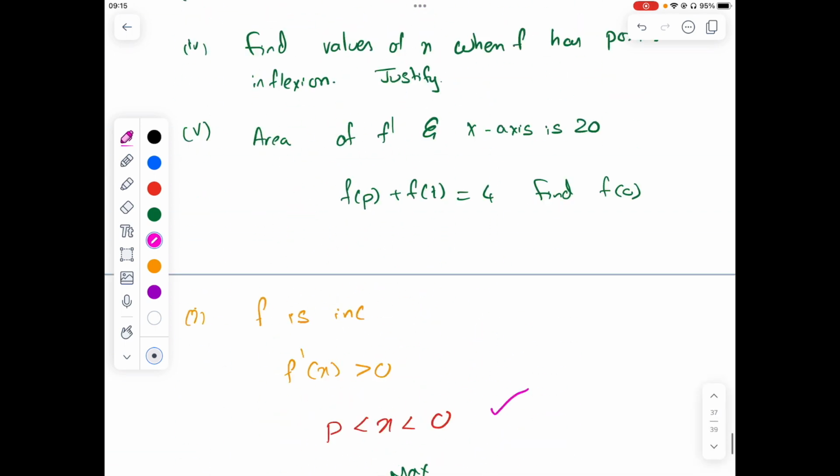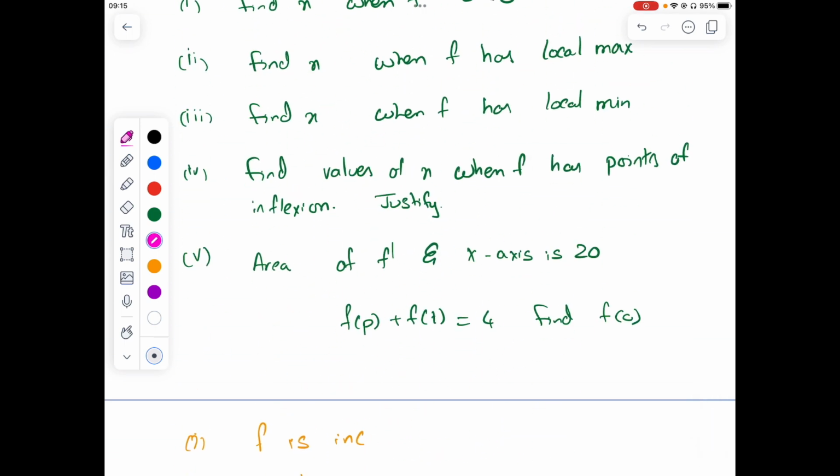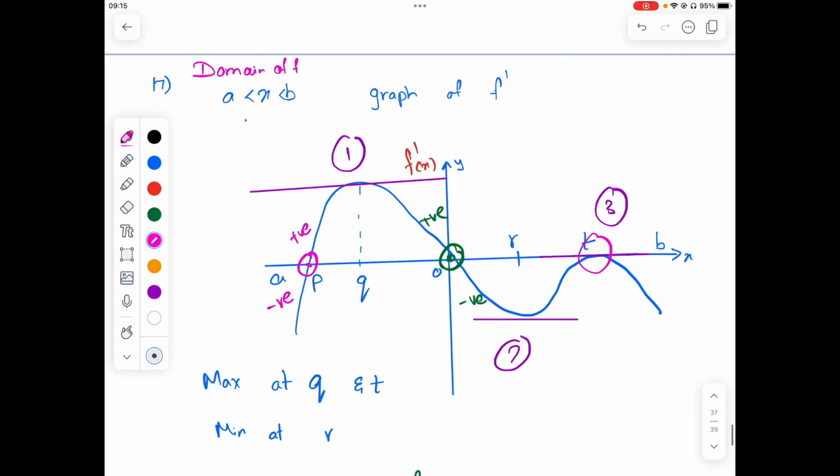Now coming to part 5, the area between f prime and the x-axis is 20 and f of p plus f of t equals 4. Find f of 0. What is being asked over there? He says that the area of the region enclosed by f prime, which is the derivative of f, and the x-axis is 20. Which area is he talking about? This area plus this area is going to be equal to 20.